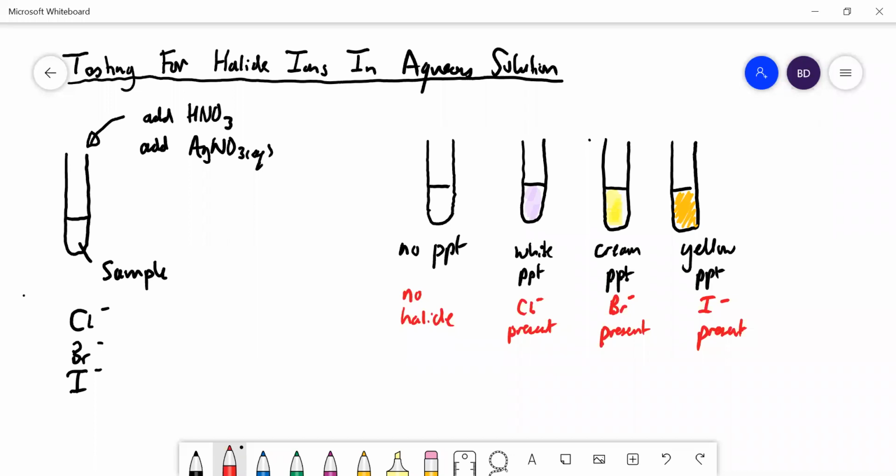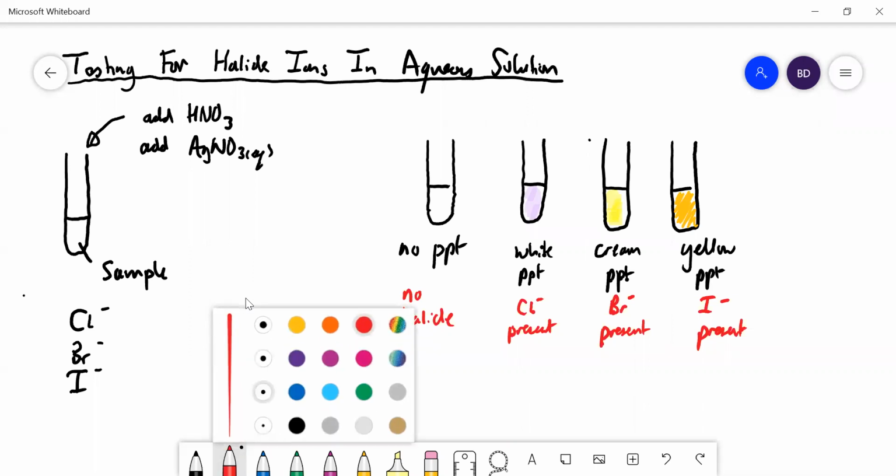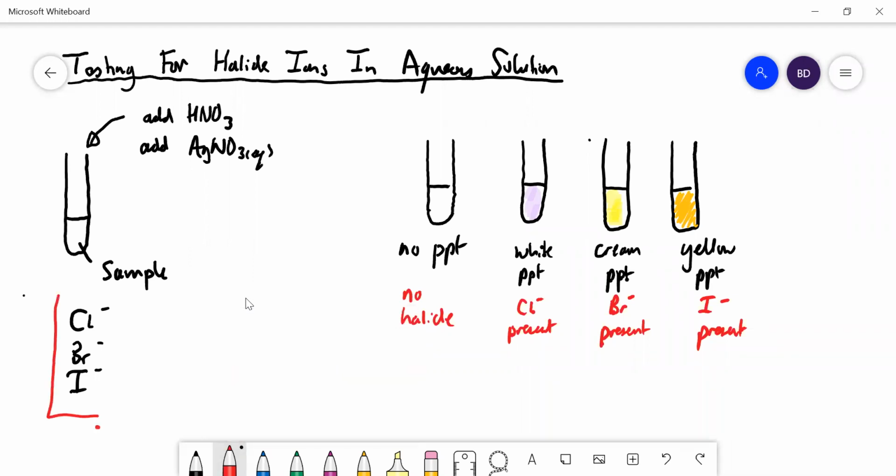Okay, we are going to talk about how you can test for halide ions. So these are the halide ions: the chloride, fluoride, bromide, and iodide. How you can test a sample of aqueous solution you think might contain those.